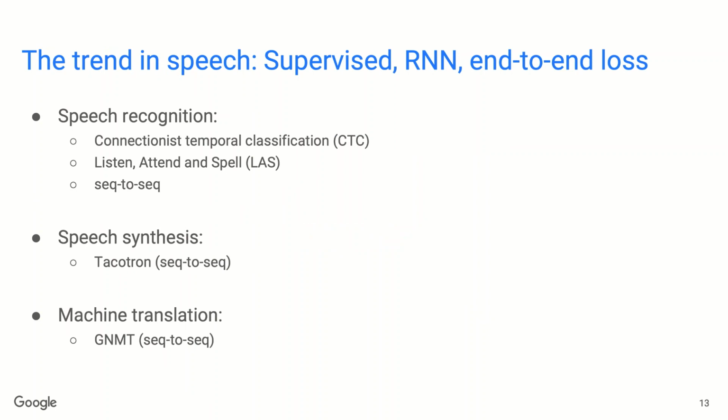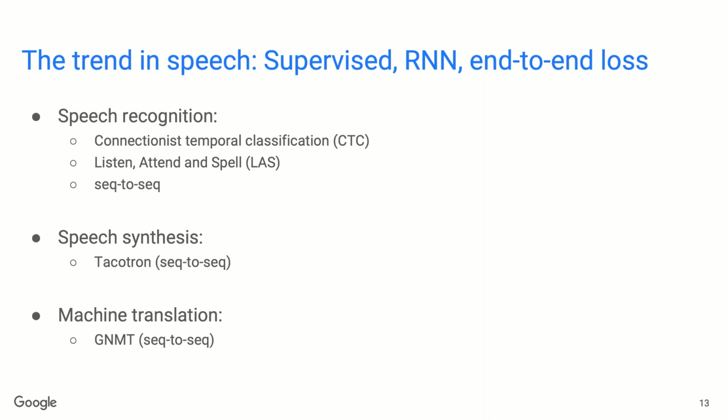Speaker diarization is a speech problem. Let's see what inspirations we can draw from other speech problems. In speech recognition, people are using frameworks like CTC, listen, attend, spell, and sequence-to-sequence learning. In speech synthesis, or TTS, the most successful work, Tacotron, is also sequence-to-sequence learning. In machine translation, the most successful work, Google Neural Machine Translation System, is also based on sequence-to-sequence learning.